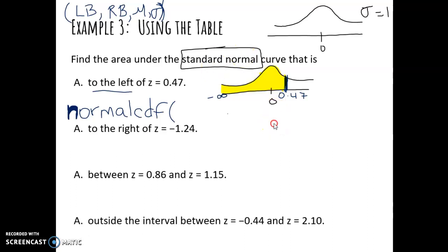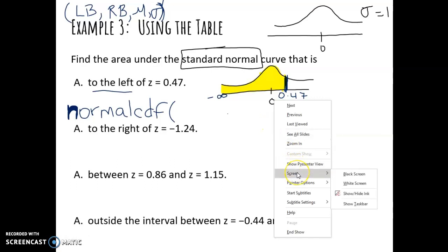So what I want to do is talk about infinity for a second. So let's go to a white screen. We have negative infinity. We have positive infinity. To my knowledge, there's not a button in the calculator that represents this. So what we can do is we write a number that is so far to the left for negative infinity that the answer you would get if you use that as a left boundary would be approximately the same answer you would get if you had actually entered negative infinity.